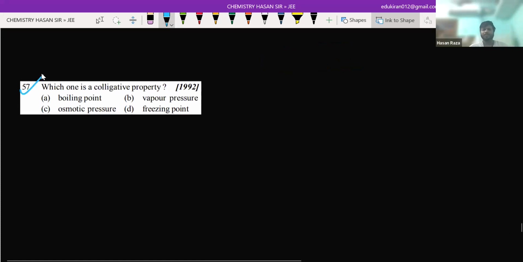This is a very easy question. Which one is a colligative property? Now the question should be, which one is not a colligative property? Just wait a minute. The question is right. Which one is a colligative property?